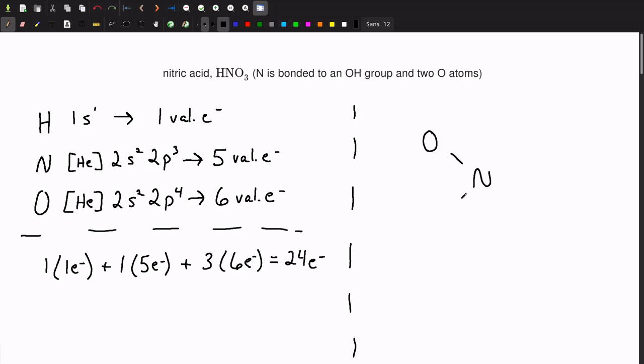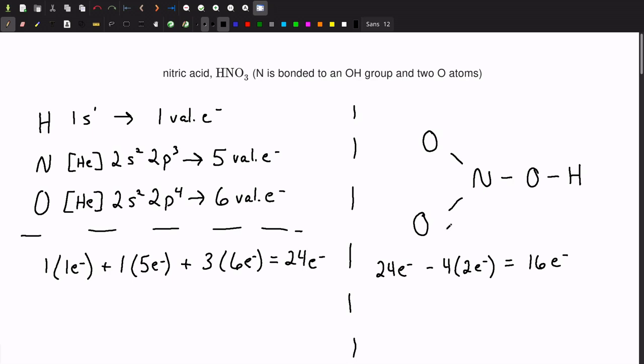We'll have an oxygen, and that OH. I had 24 electrons to work with. I just made 1, 2, 3, 4 bonds, 2 electrons for each one of those bonds. 24 minus 8 is 16 electrons left over.